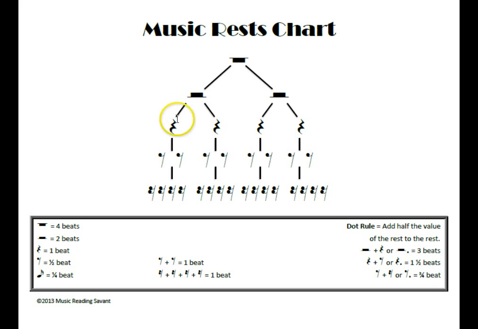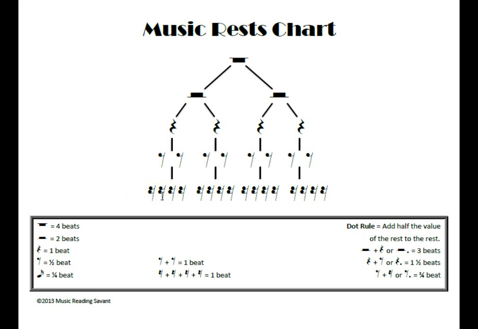A half rest can be divided down into 2 quarter rests. 1 quarter rest can be divided down into 2 eighth rests. And then 1 eighth rest is divided down into 2 16th rests.